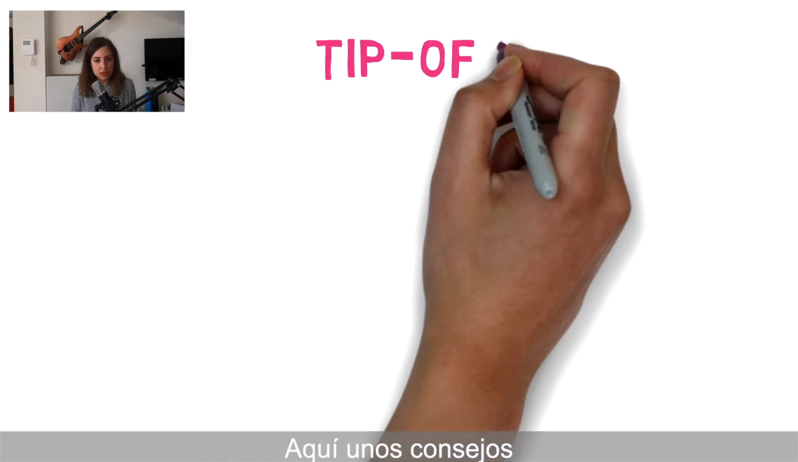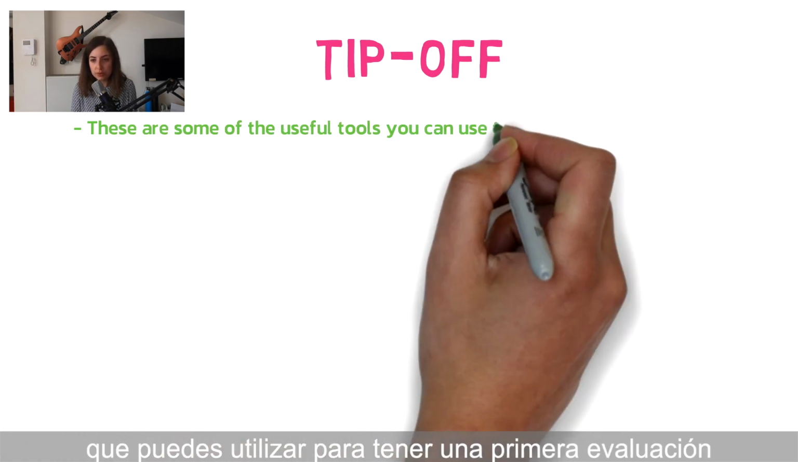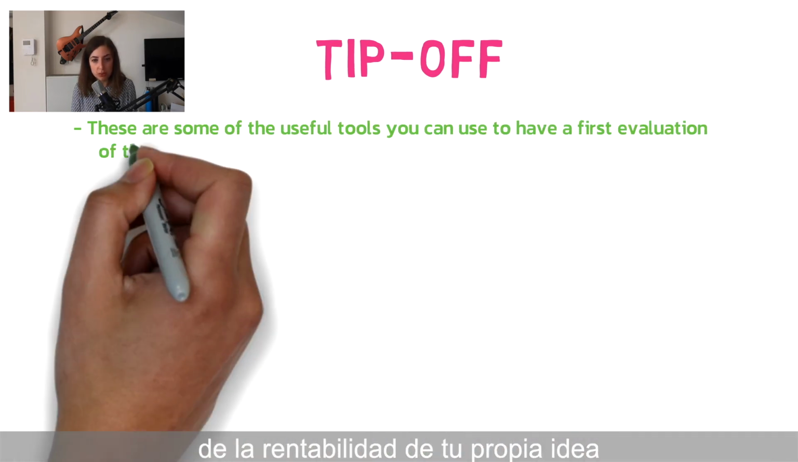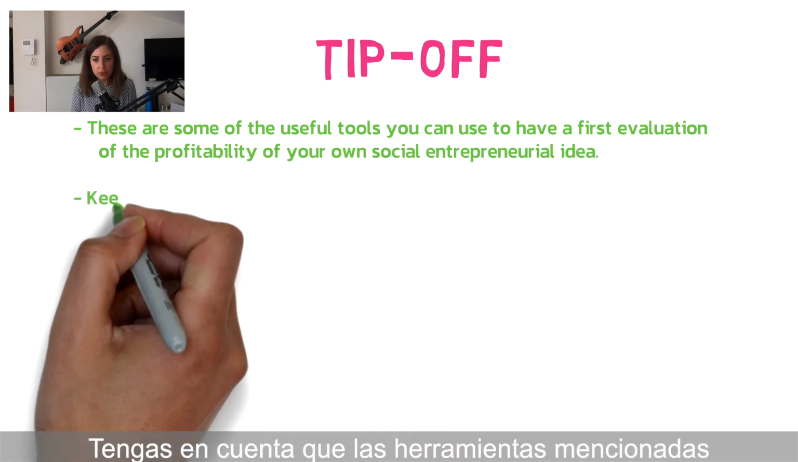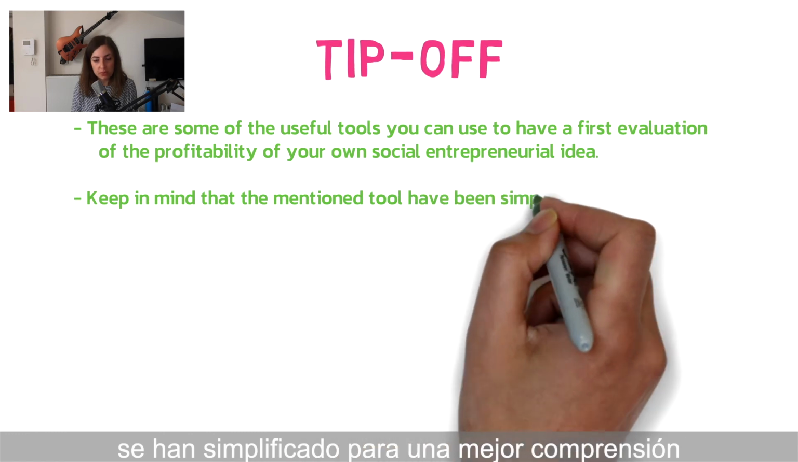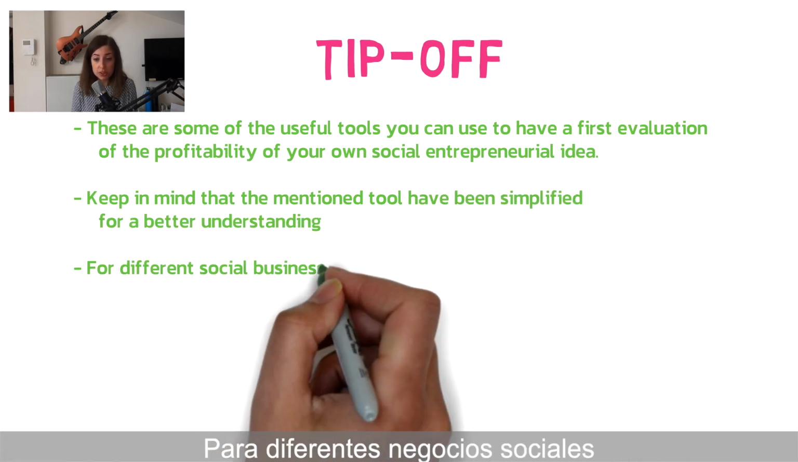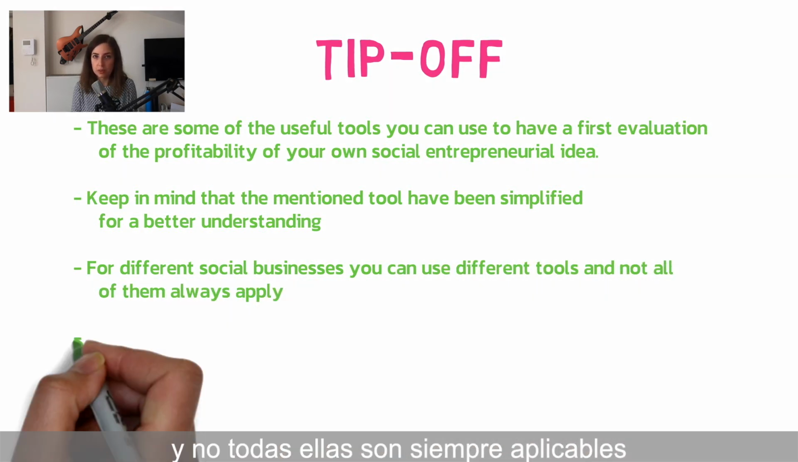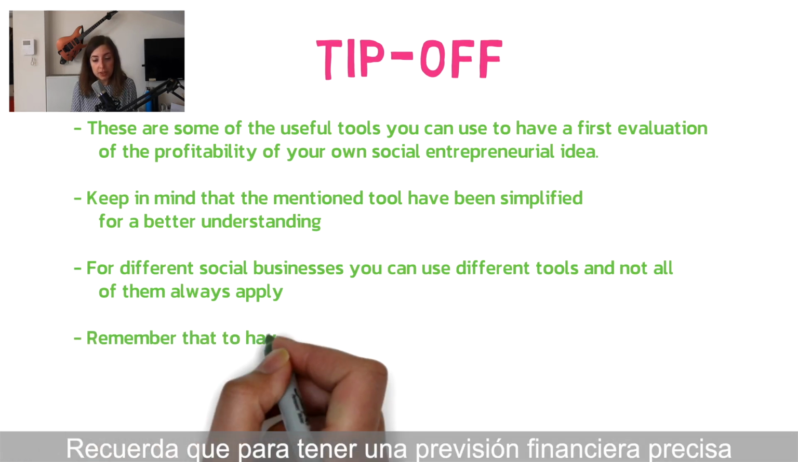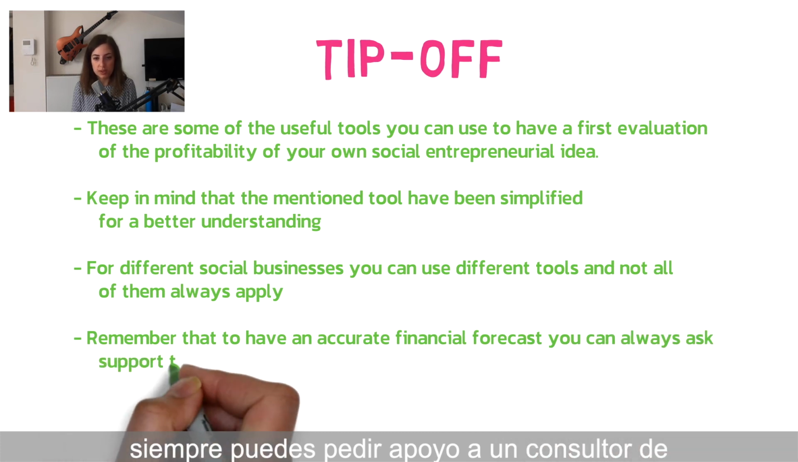Here you find some tips. These are some of the useful tools you can use to have a first evaluation of the profitability of your own social entrepreneurial idea. Keep in mind that the mentioned tools have been simplified for a better understanding. For different social businesses, you can use different tools, and not all of them always apply to all businesses. And remember that to have an accurate financial forecast, you can always ask for support from a business consultant.